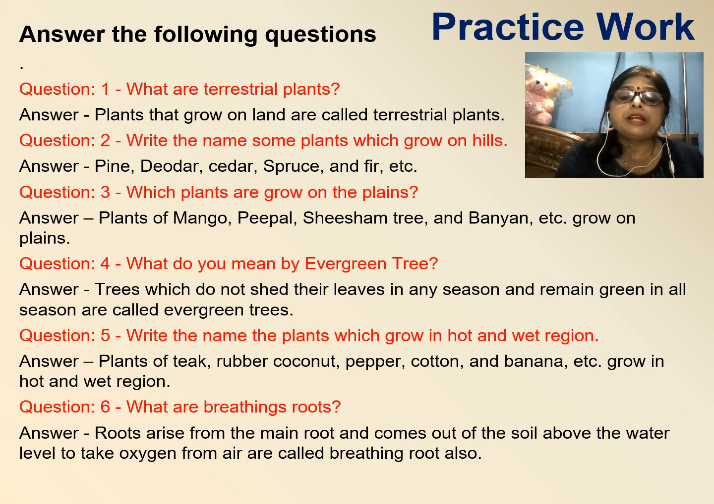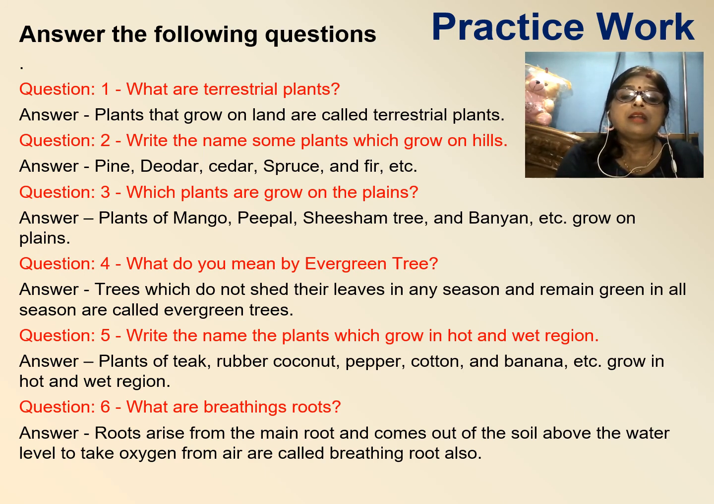What do you mean by evergreen tree? Trees which do not shed their leaves in any season and remain green throughout the year are called evergreen trees. Write the names of the plants which grow in hot and wet regions. Plants of teak, rubber, coconut, pepper, cotton, banana. These all are examples of plants which grow in hot and wet regions. What are breathing roots? Roots arising from the main root and coming out of the soil to take oxygen from air are called breathing roots.